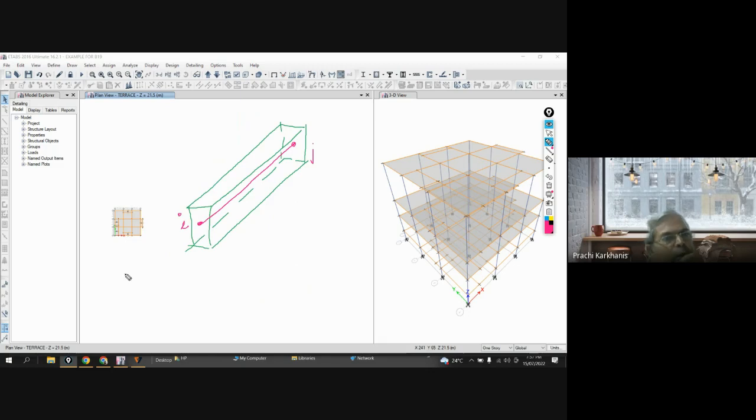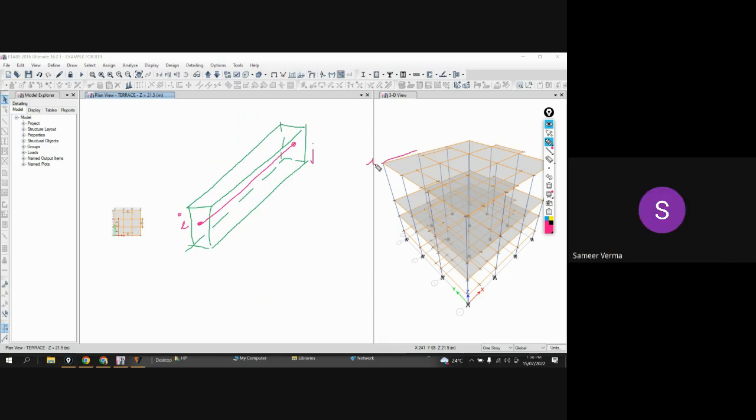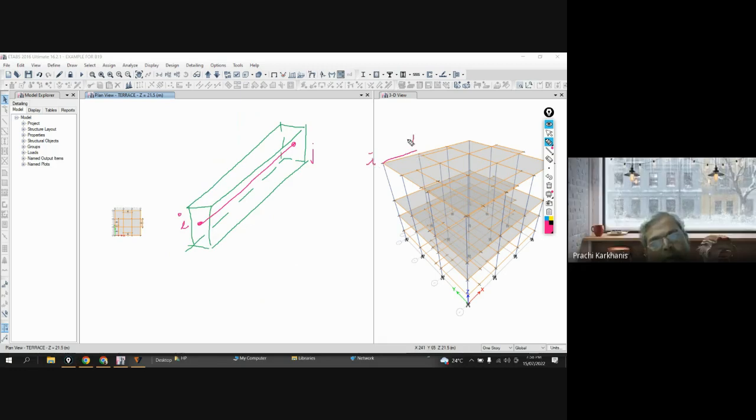Clear? मॉडल में हमने ऐसे ही निकाला है ना, एक बीम ही निकाला है ना ये. Yes, sir. So this is the I, and this will be Z. And if I say this, so this will be I, and this will be Z. Clear? Yes, sir.